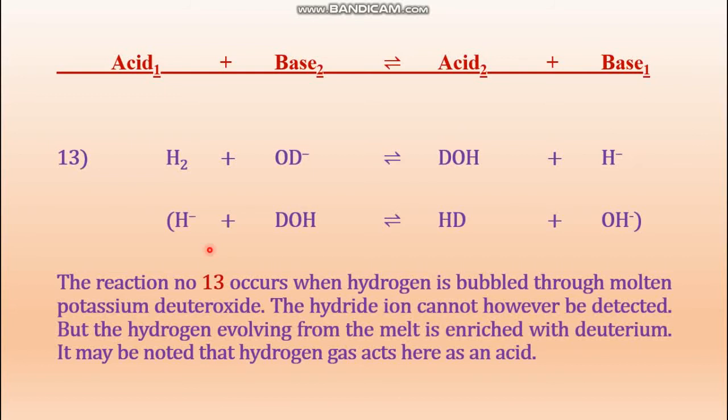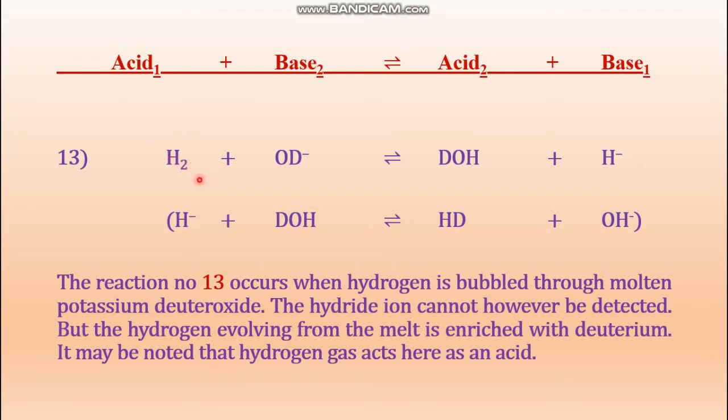I repeat the question. While passing hydrogen through molten potassium deuteroxide, the hydride ion cannot be detected, but hydrogen enriched with deuterium is coming out. Explain why. So the answer is these two reactions. This is the forward reaction and this is another reaction. This is not the backward reaction, this is another reaction.